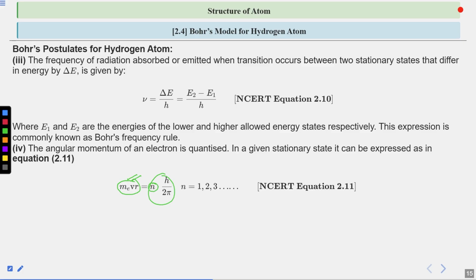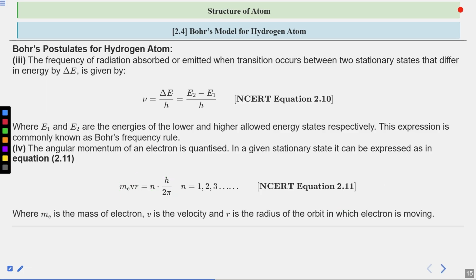Now n can be any integer. So it cannot be possible that its angular momentum equals half of h by 2 pi. It's not possible. This n can only be an integer: 1, 2, 3, right? Is this part clear to you? So this is very important to understand. Yes, n will be discrete. It will always be a whole number. It can't be a fraction. So as I have said, if I am telling it for the electron, then me is the mass of the electron, v is the velocity, and r is the radius of the orbit. So these two points are very, very important, and these formulas are also very important.